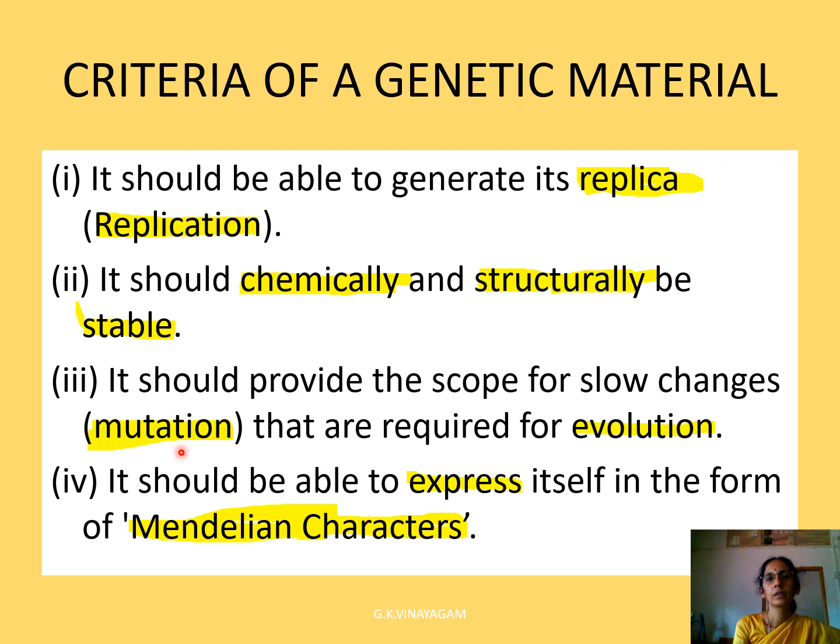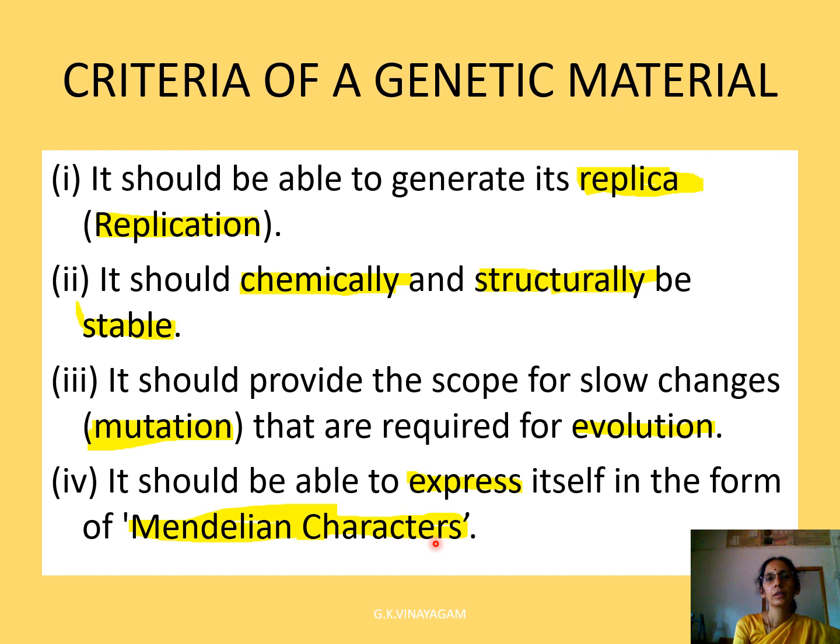Third one is, the molecule to act as a genetic material should undergo slow changes, that is mutation. This mutation can lead to evolution. And the fourth character is it should express itself in the form of Mendelian character. That is, the dominant one will express, the recessive one cannot express itself in the presence of a dominant character.